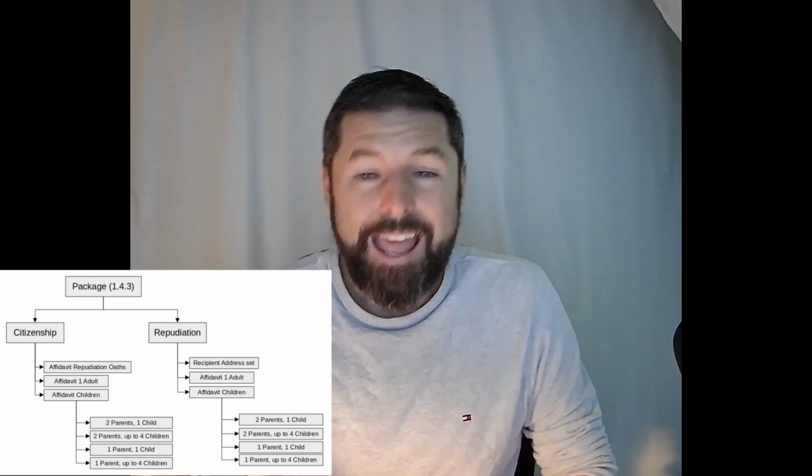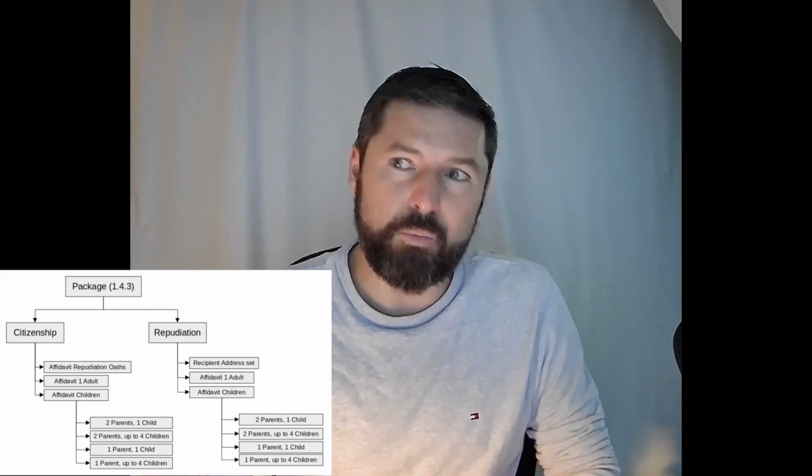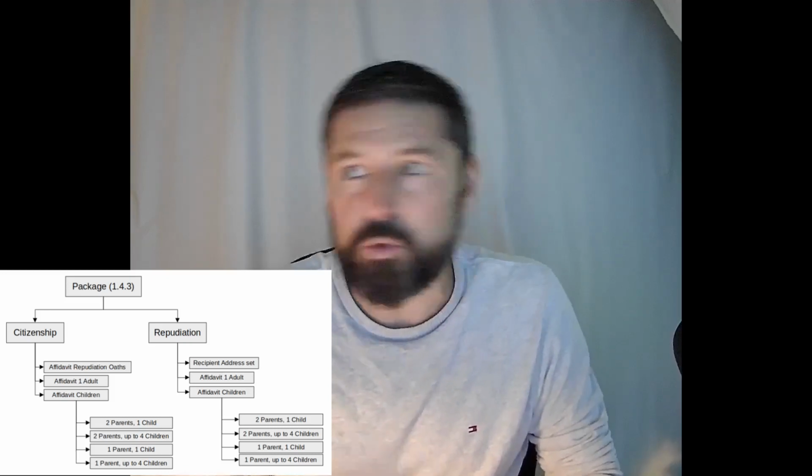The second aspect is repudiation, and in this case, again, you have an affidavit for repudiation, one per adult. We also have a set of addresses that we recommend for various states, although at the moment I make this video, we only have one for Canada and Quebec, but more will come in the future for various states around the world. And once again, you have a section for children.